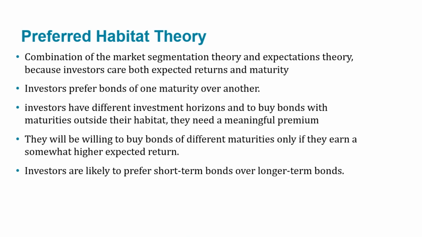So this theory is also called the preferred habitat theory because it's a combination of the market segmentation theory and expectation theory, because investors care about both expected returns and maturity. So here investors prefer bonds of one maturity over another, and investors have different investment horizons, and to buy bonds with maturities outside their habitat, they need a meaningful premium. So that means to motivate them to invest outside their preferred habitat, they need a meaningful premium. That is the additional premium they need to get if they need to invest in the long term.